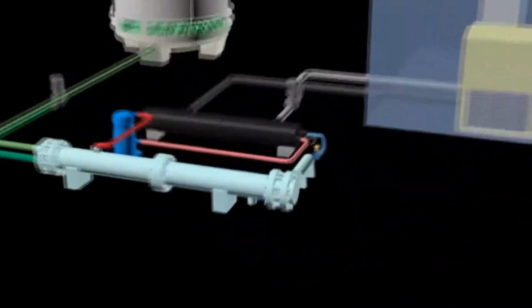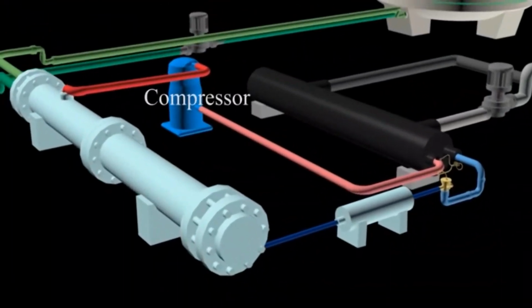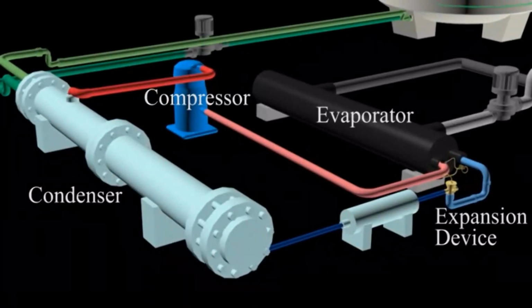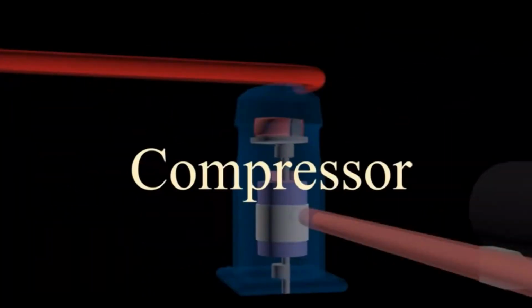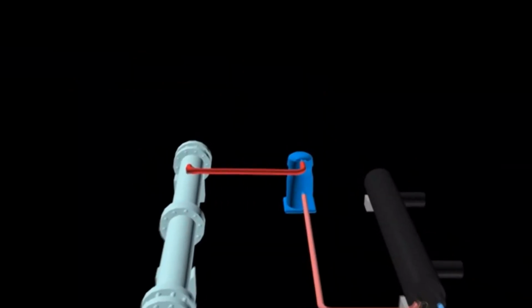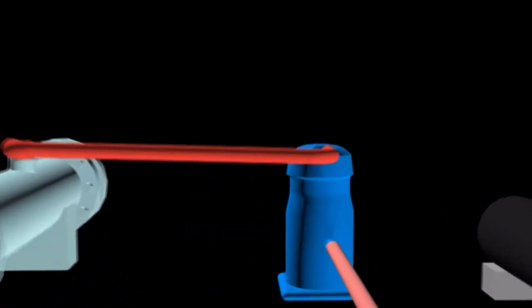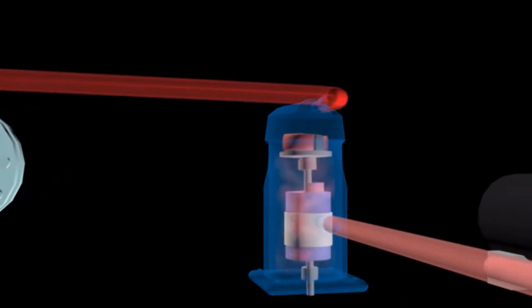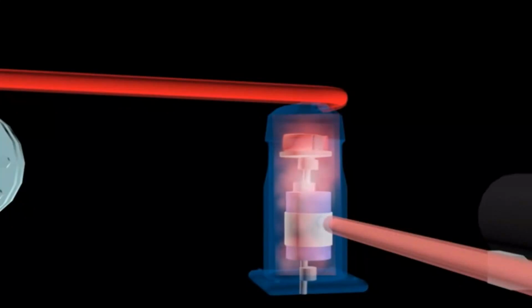Refrigerant cycle. The refrigerant cycle consists of four basic components: compressor, condenser, expansion device and evaporator. An additional component called a filter dryer is also included in the system. Compressor. The compressor works to increase the pressure of the refrigerant. It also increases the temperature of the refrigerant higher than the temperature of the condenser water so that heat transfer can occur in the condenser. The refrigerant enters the compressor as a low pressure gas and leaves as a high pressure gas.